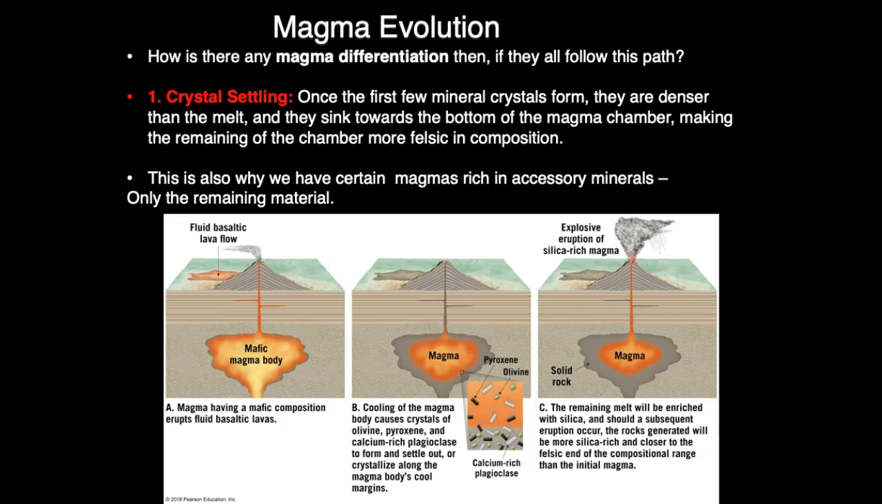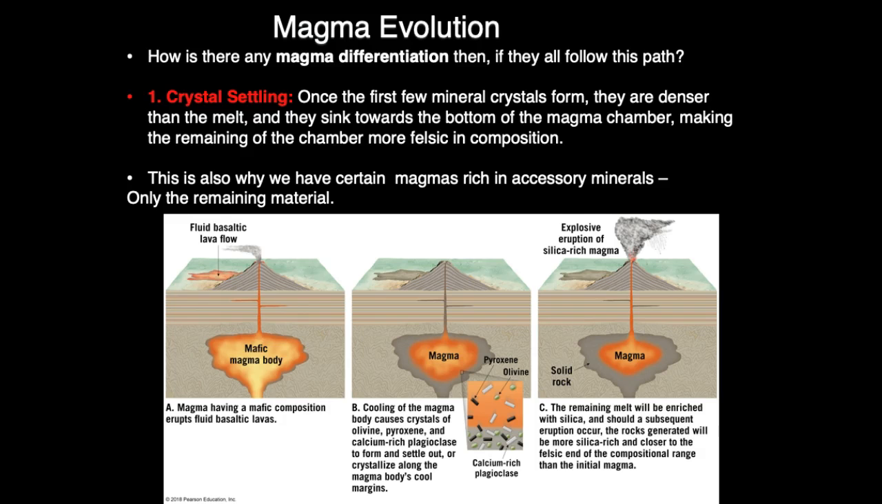One of the ways that this is done is called crystal settling. So that's the first way we're going to look at. This occurs when the first formed minerals, which are denser and hence heavier, will sink towards the bottom of the magma chamber, which makes the remaining of the chamber more felsic in composition. The pictures show you very well what is occurring, and they have useful little descriptions as well. So overall, there is some magma differentiation, where the more mafic crystals that formed at the beginning settle towards the bottom of the magma chamber, and then the remaining of it is more silicic.